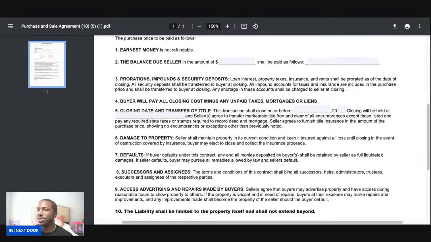So the balance due to seller in the amount of blank shall be paid as follows. The balance due to seller, that's the same thing. It's the purchase price minus the earnest money deposit. That's that number you put right here. So we're putting $99,000, and then shall be paid as follows. You put check or wire, right? Check or wire. That's what most title companies and attorneys' offices do.